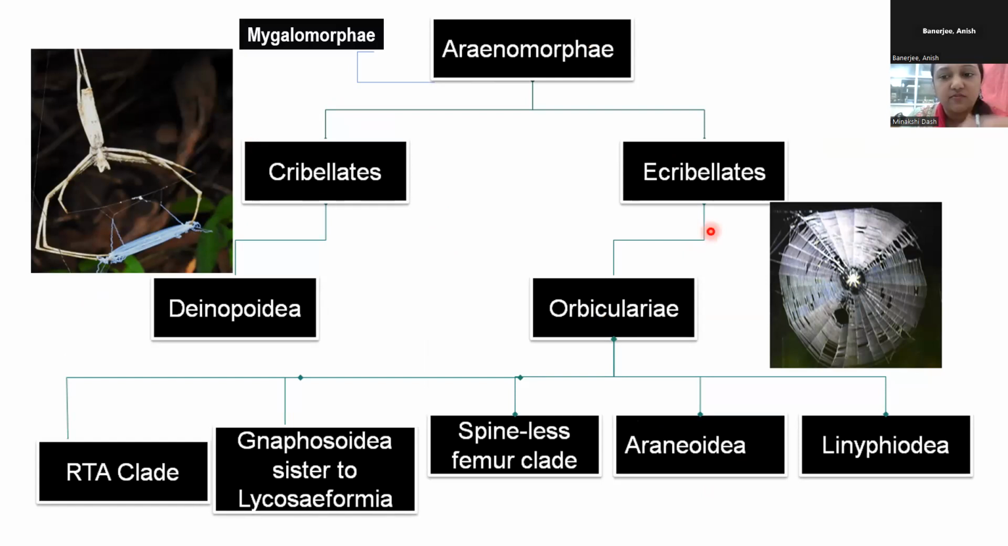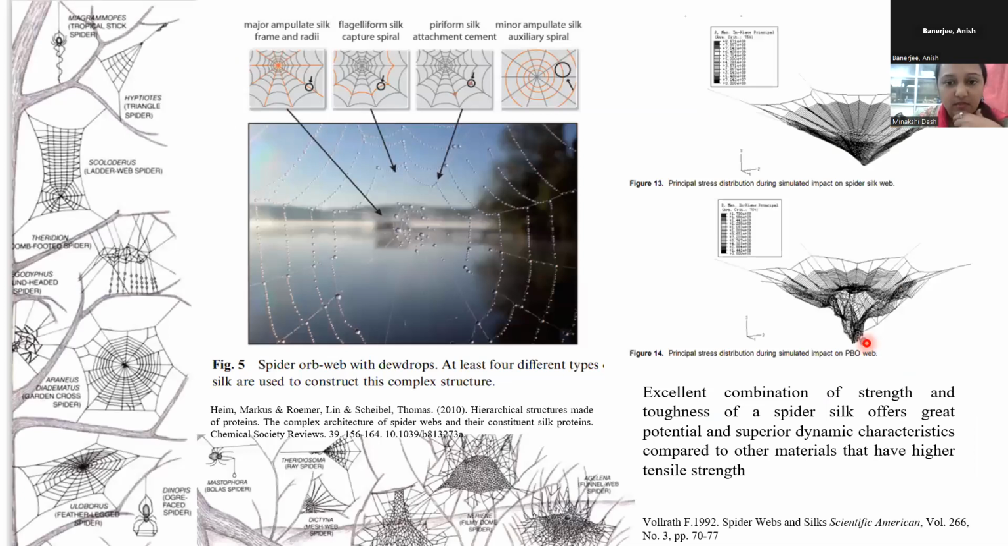This is an example of a cribellate spider. You can see how the silk structure is different from the ecribellate, where there is an absence of cribellum. So here you can see, to construct a simple web structure like this, there are four kinds of silk. There is major ampullate silk for the frame and the radius, and flagelliform silk for the capture spiral where the prey are captured, and there is piriform silk and there is minor ampullate silk. These are all coming from different spinnerets.